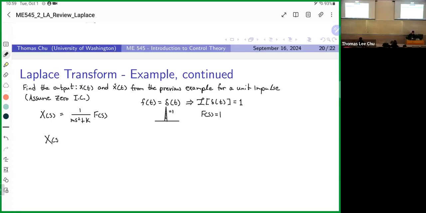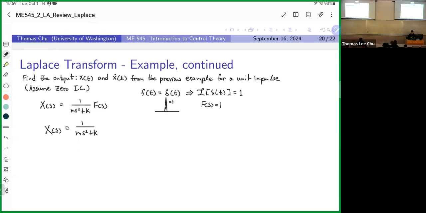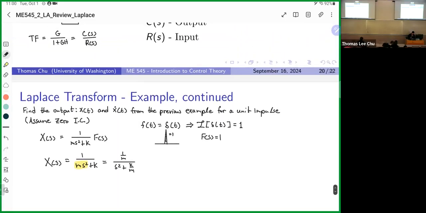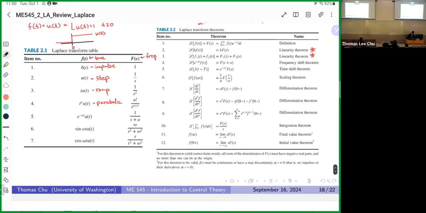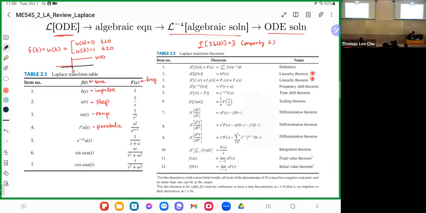Okay, so then we get our output is equal to 1 over ms squared plus k. And one thing I do is I always get rid of the coefficient on the first term here. I would like s squared by itself, so I'm going to divide everything by m. So we get 1 over m divided by s squared plus k over m. And so I'll let you copy that down. Okay, I'm going to take a screenshot of this table again because I need this property now. Actually, we only need the last 2 lines.